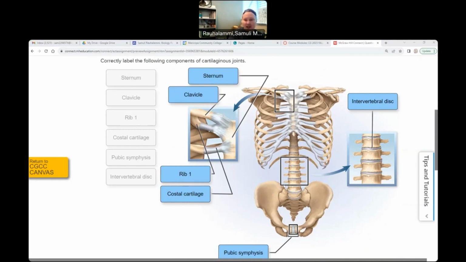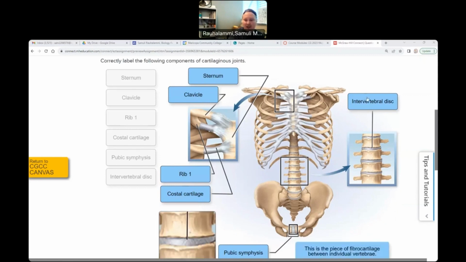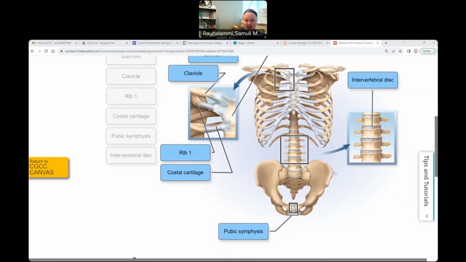We're seeing another kind of joint here within the vertebral column, and we're seeing that the intervertebral discs are found there, these pieces of fibrocartilage between the individual vertebrae. So that's a nice one there. I also mentioned during the brief review of the lecture material the pubic symphysis.